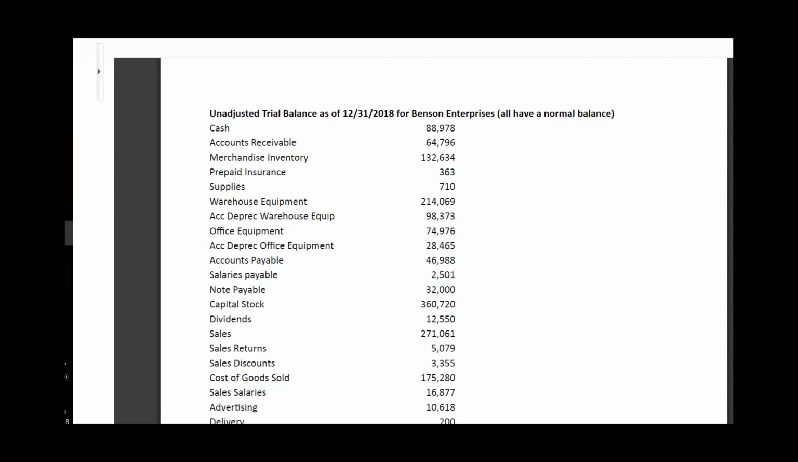Hello, class. Welcome. Let's try a review of some practice we did with adjusting entries.